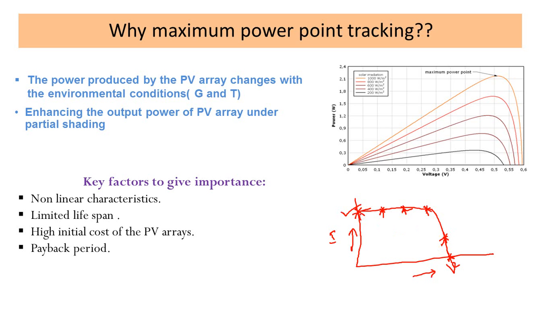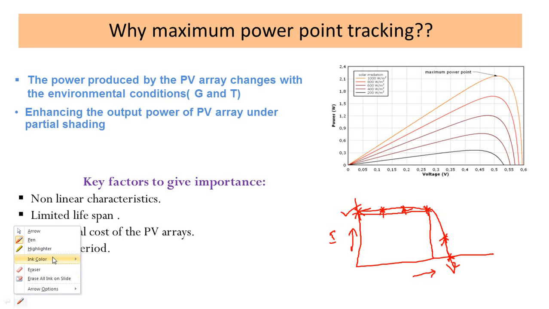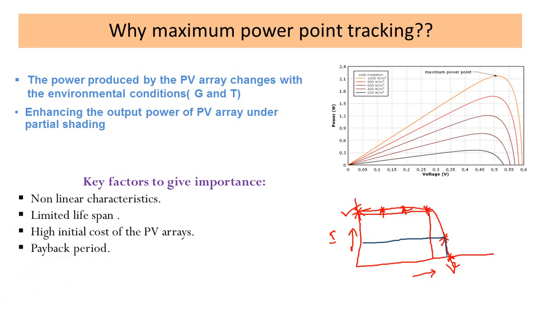Similarly, you have to utilize the maximum characteristic, which can be availed only here, because at this point the voltage is higher, but the current is minimal. So in this non-linear characteristic, it is always required to operate your PV at an optimal power point. Depending on the load, you can operate at this point or this point, any point according to the load requirement.